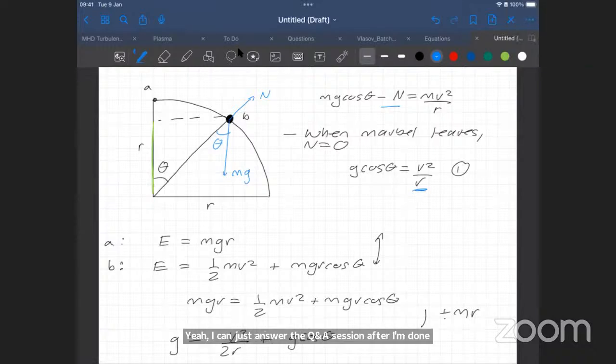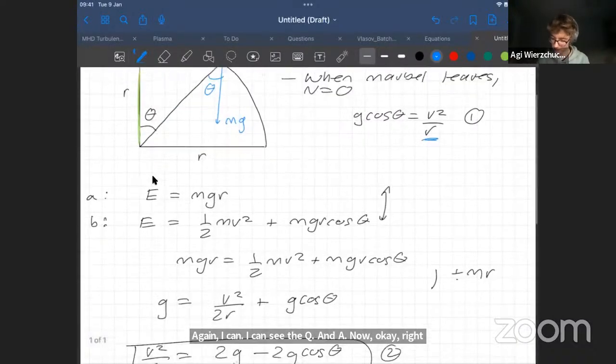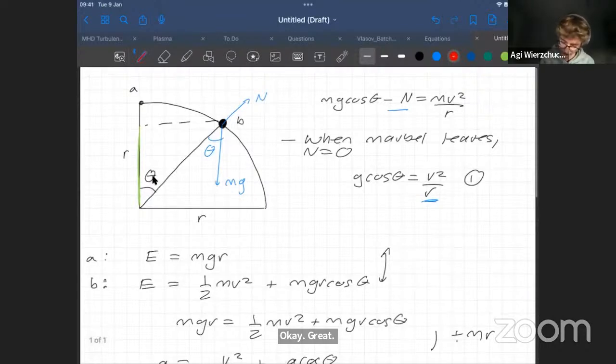You've got, how did you get the mg cos theta for the change in height? Okay, I can see the Q&A now. So basically for the change in height, well, the change in height is going to be this distance that I'm highlighting in red right now.